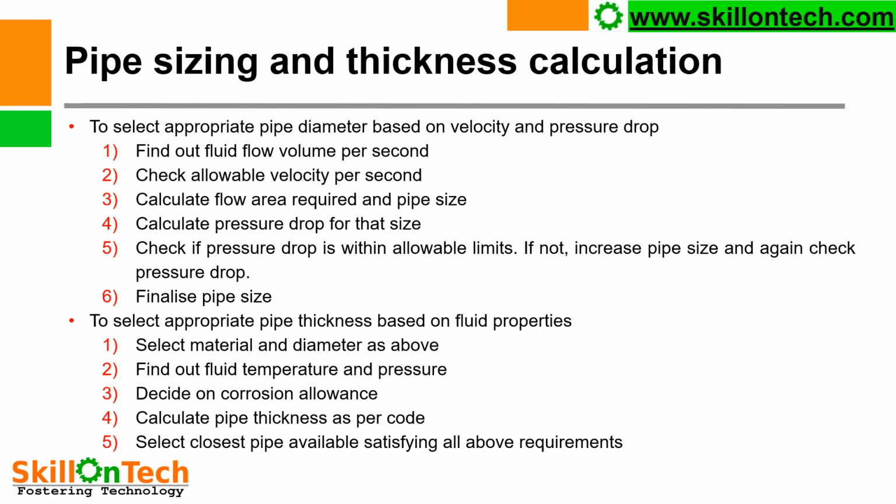Finalize pipe size. To select appropriate pipe thickness based on fluid properties, select material and diameter as above. Find out fluid temperature and pressure. Decide on corrosion allowance. Calculate pipe thickness as per code. Select the closest pipe available, satisfying all the above requirements.